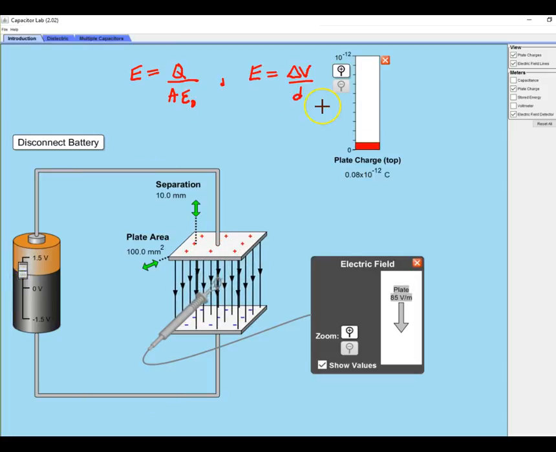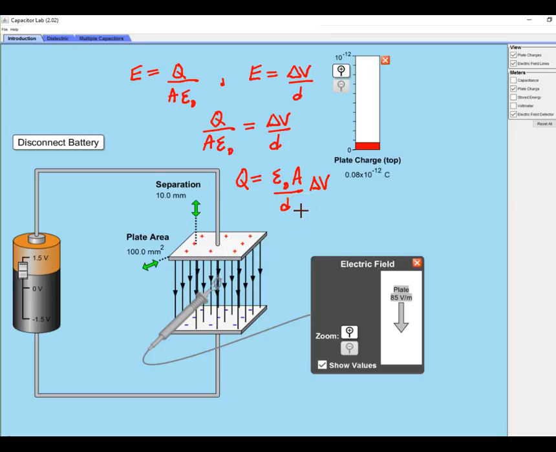So earlier I showed you these two equations, where the electric field E depends on the charge divided by the area times the permittivity of free space, and the electric field also depends on the voltage divided by the distance between the two plates. I'm using a D here now because that's what's shown in the picture when we talk about separation between the two plates. So if I equate these two equations, we get this, and then if we rearrange, we get this, where the charge is directly proportional to the voltage.